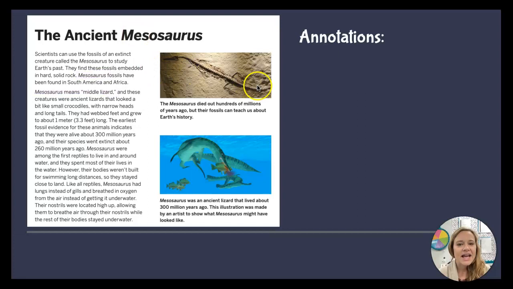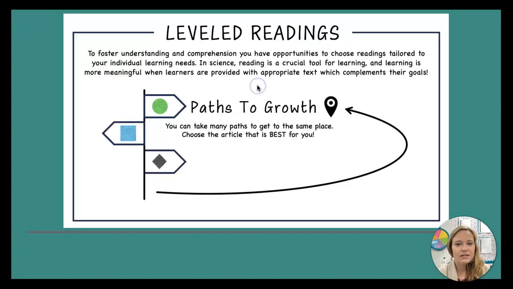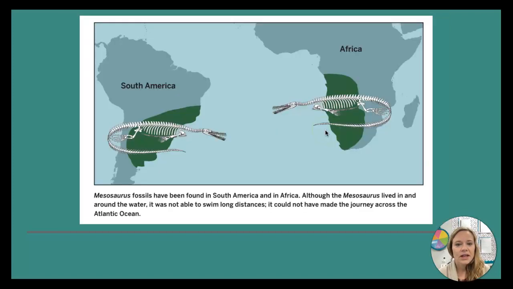We're going to use our annotations in order to better understand what we are reading. Remember that you have the option to level your reading, so you can pick the path that is best for you. We have 3 paths here. And just a visual example of what you'll be looking at. South America is here, Africa is here, and the Mesosaurus fossils are being found in both this dark green area as well as this dark green area.